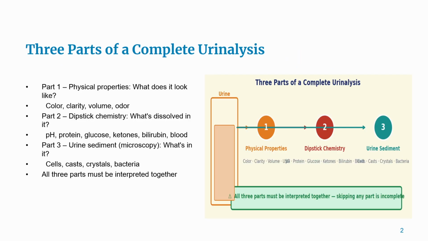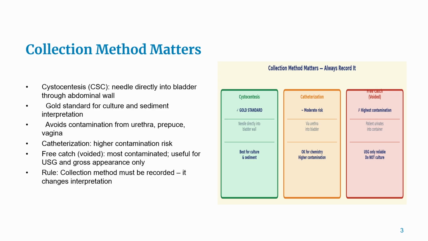A complete urinalysis has three parts, and all three need to be done together. The physical properties give you a first impression. The dipstick chemistry tells you about dissolved substances, things being lost or retained in the urine that shouldn't be there, or absent when they should be present. And the sediment exam is like looking through a microscope at what's physically present in the urine. Cells, bacteria, crystals, casts. Skipping any part is like reading only one chapter of a book. Always do all three.